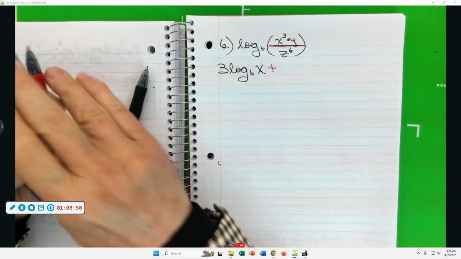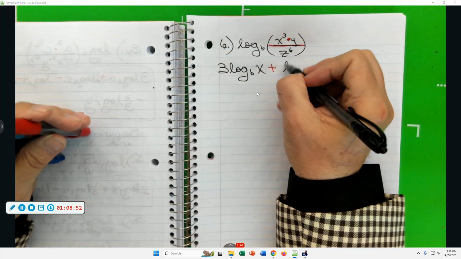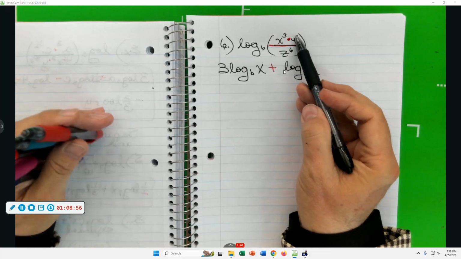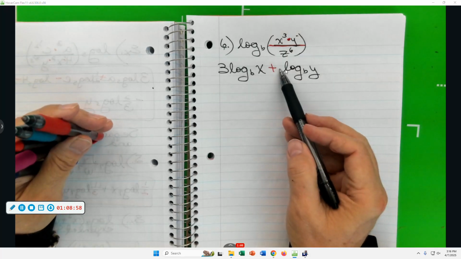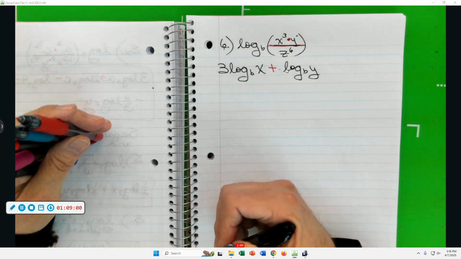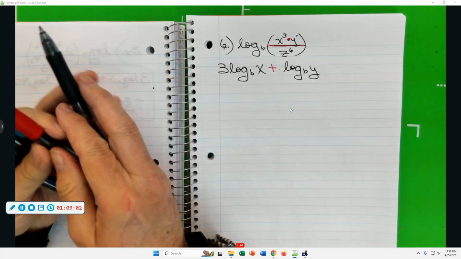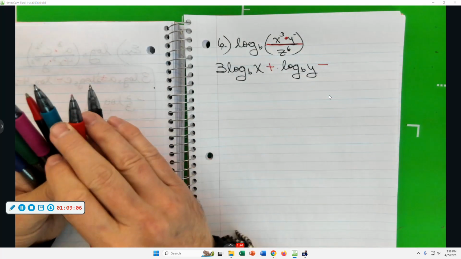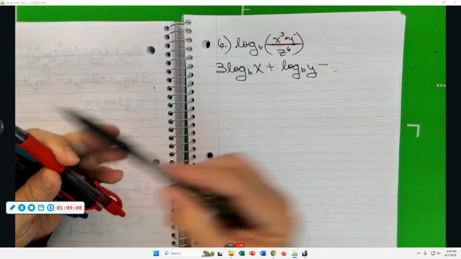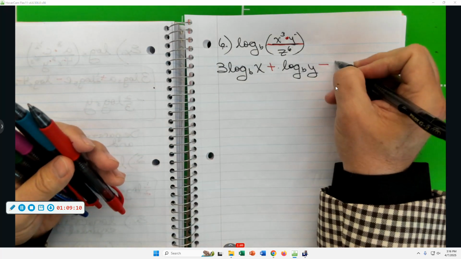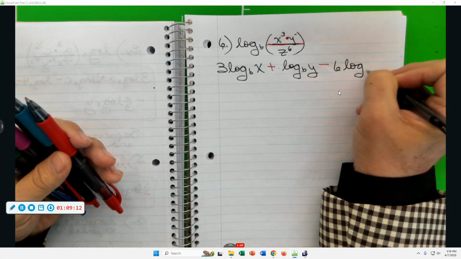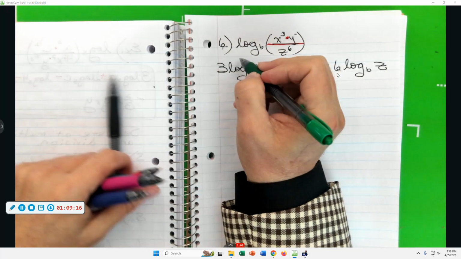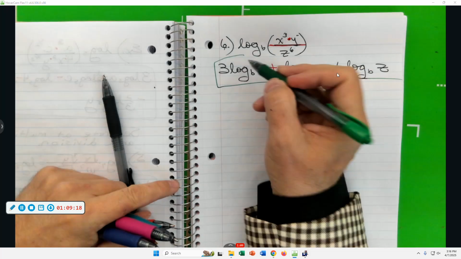And then log base b. There's no exponent, so nothing goes in front of the letter L, so no coefficient in front of the second logarithm. Plus or minus, minus. Are we going to have a coefficient? 6, that exponent. Correct.